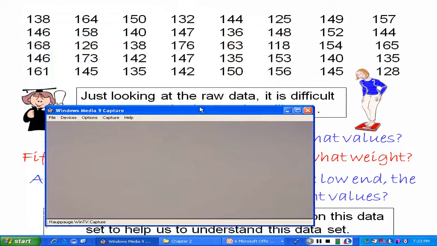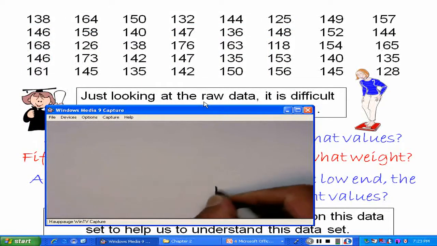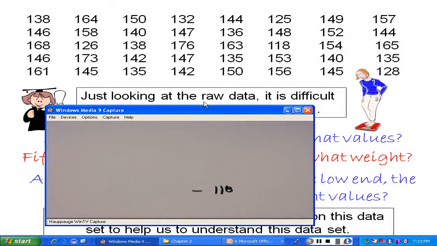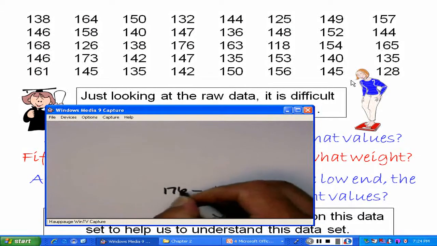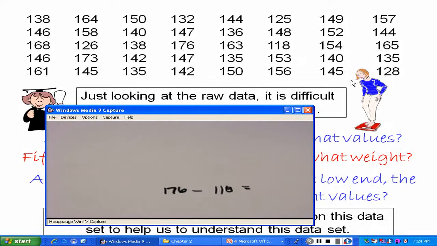Okay, I'm sorry, your lowest number is 118. And what did you say your highest number was? 176. Okay, so let's write that down, 176. Now, what do we do with those two numbers?